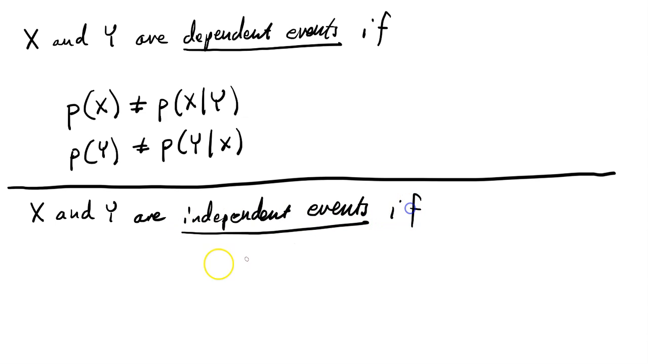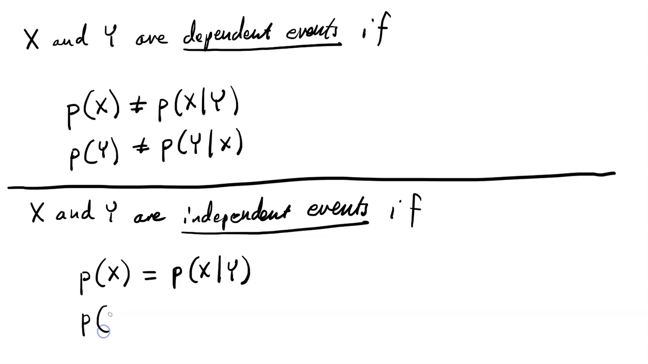If the probabilities are equal, so if the probability for X is equal to the probability for X given that we know that Y has happened, so here these two probabilities are the same. It means that the probability for X is the same as the probability for X given that Y has happened. It means that it doesn't matter if we know that Y has happened or not, because the probability won't change. So these two events are independent.